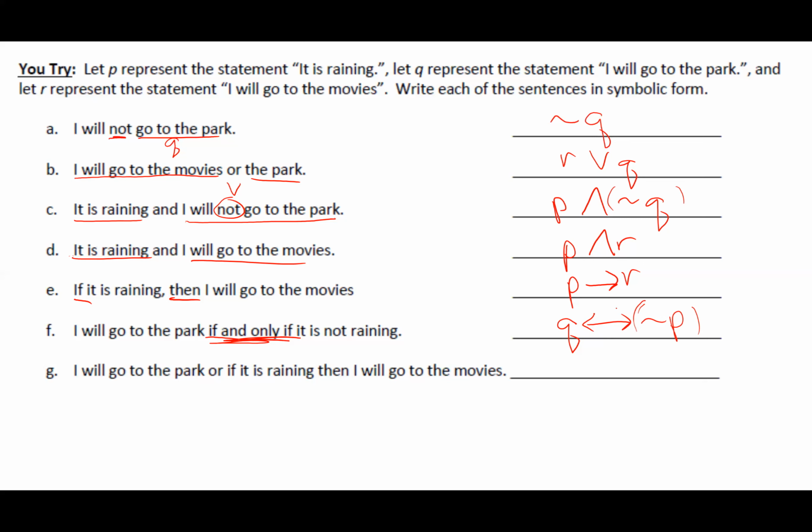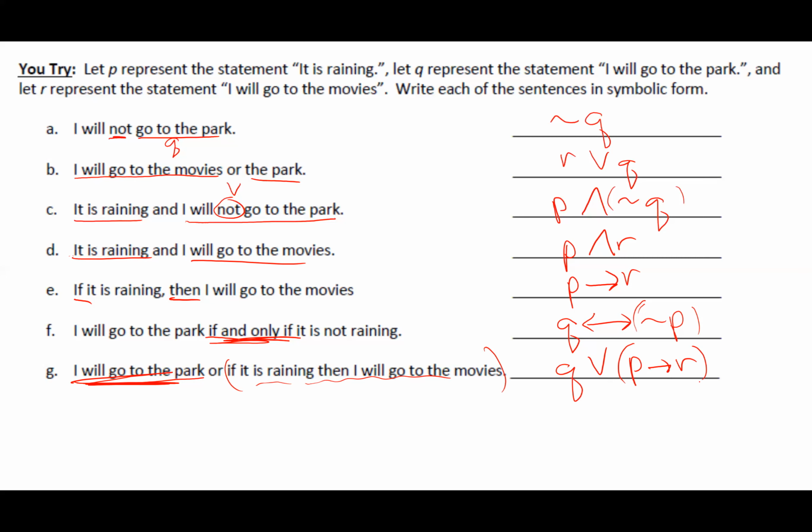Now, here's where parentheses are important. I will go to the park, or if it is raining, then I will go to the movies. Let's start with this statement here. If it is raining, then I will go to the movies. I'll put this in parentheses because I've got if I will go to the park, okay?